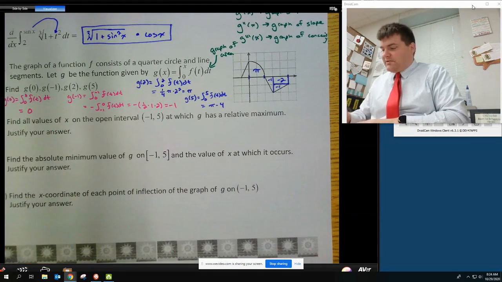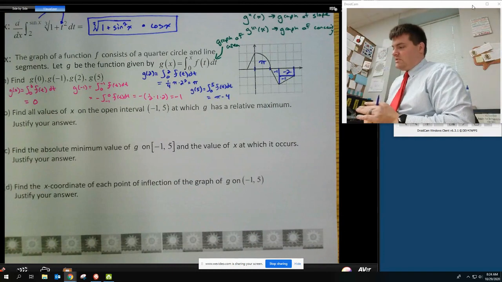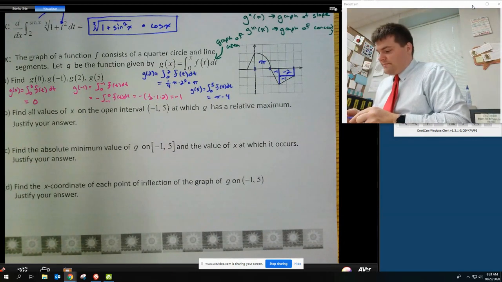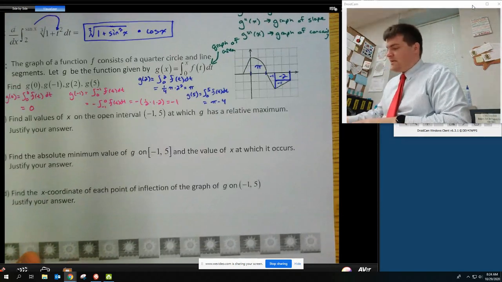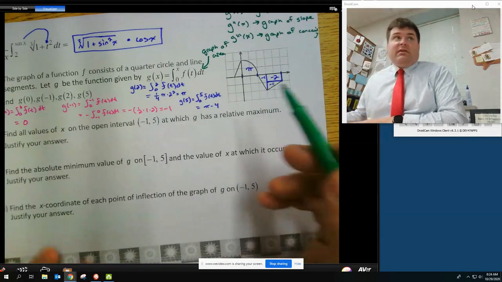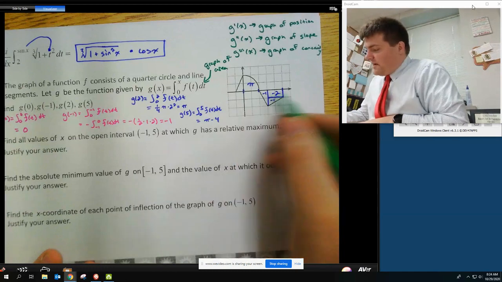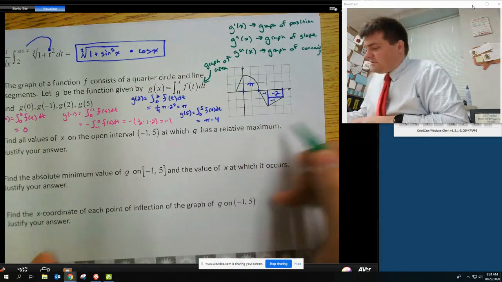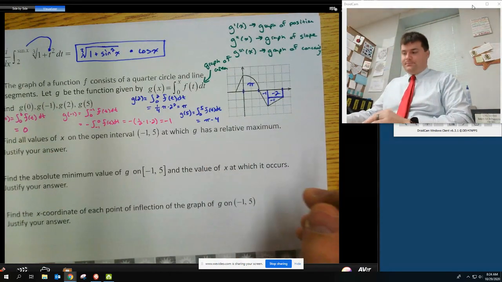It's usually the part everyone gets right, and then this is the part where we kind of start to fall off the rails a little bit. Okay. So find the values of x on the open interval from -1 to 5 where g has a relative maximum.